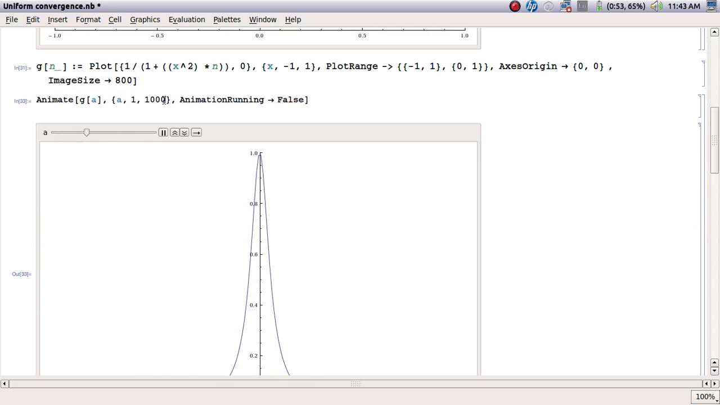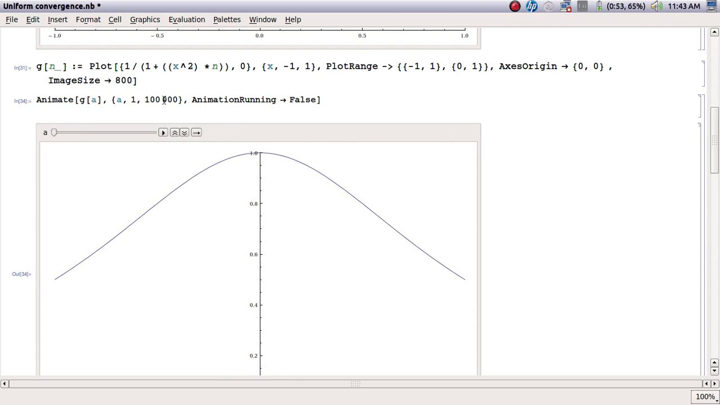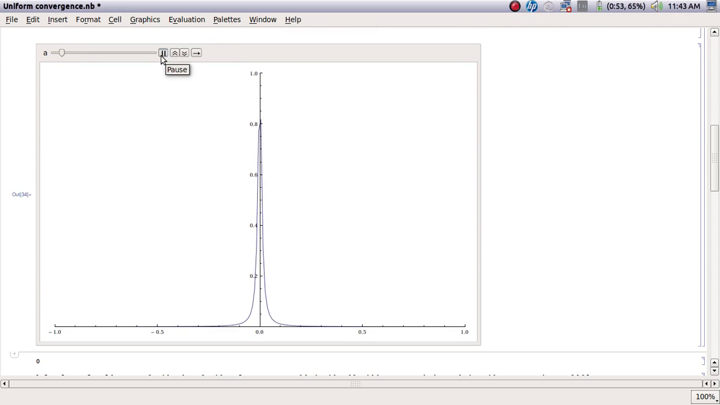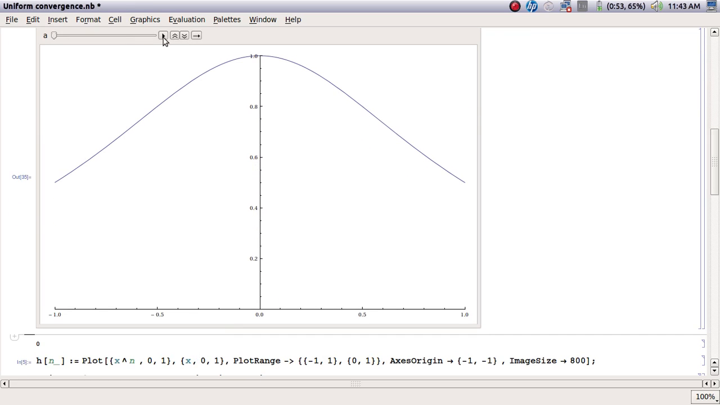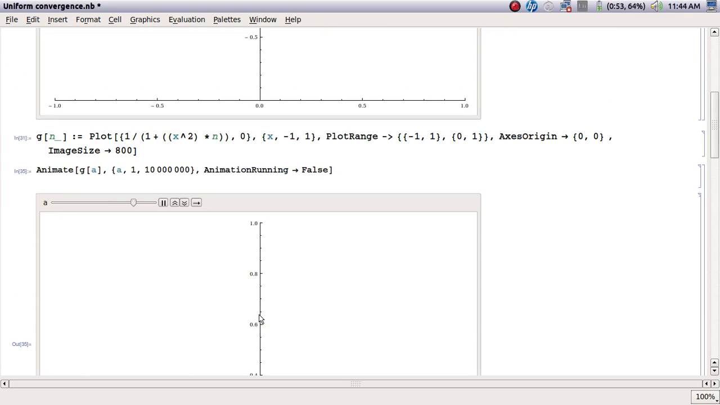f1 lakh, what will happen? Other than 0, every point converges to 0. One point is fixed there. That's why the graph here shows non-uniform convergence. Suppose we make it a little larger, 1 crore. So this function converges to 0 other than x equal to 0. At x equal to 0, the function converges to 1.